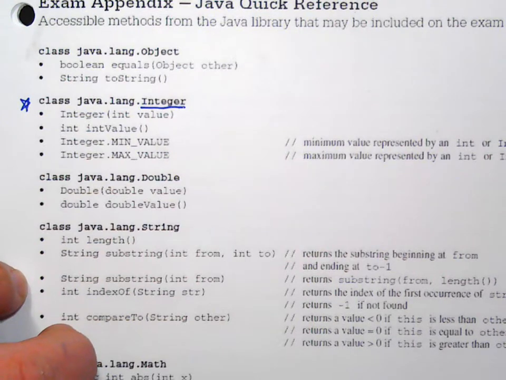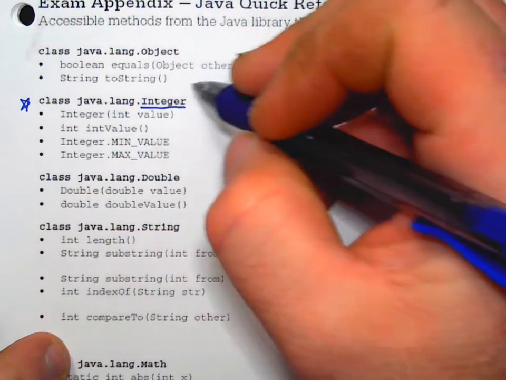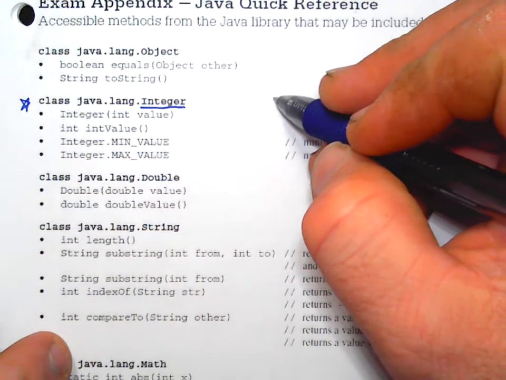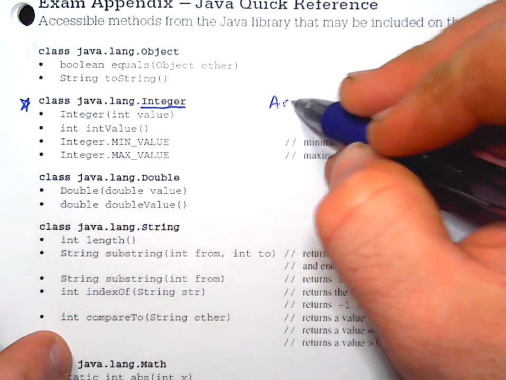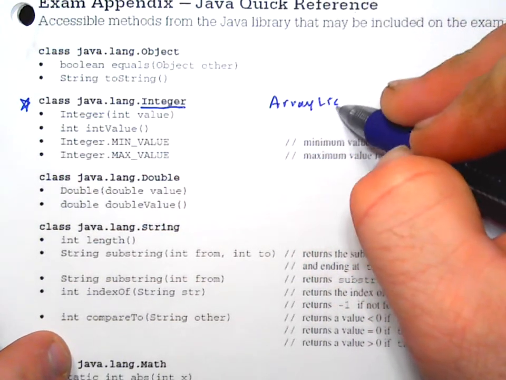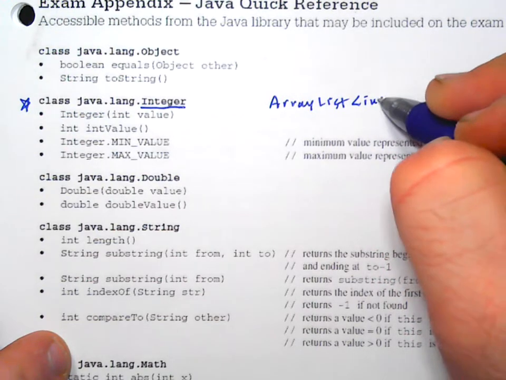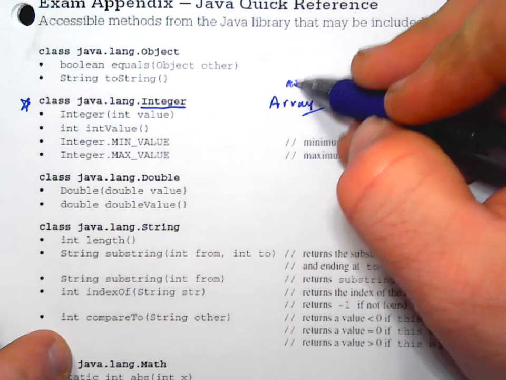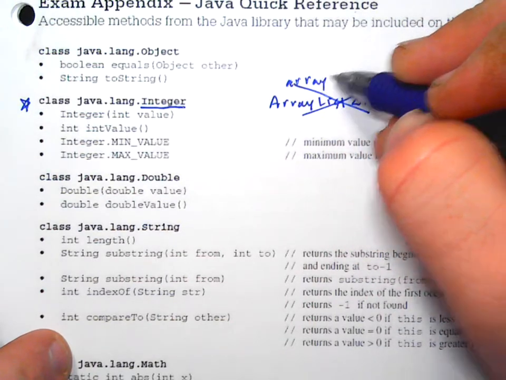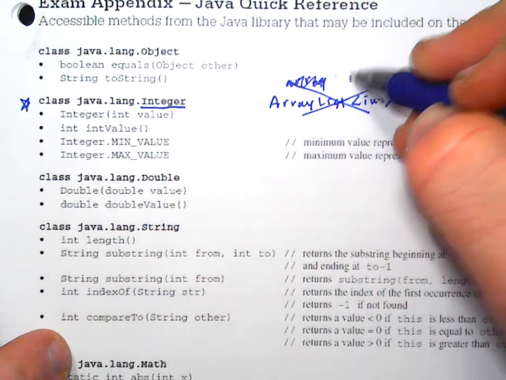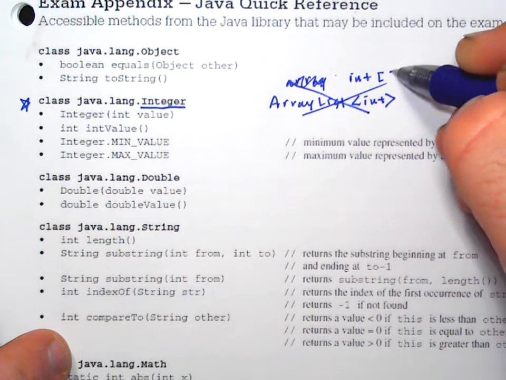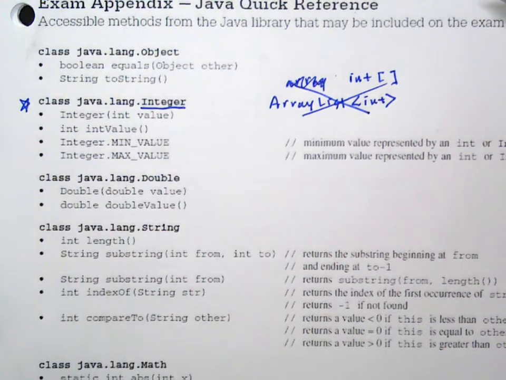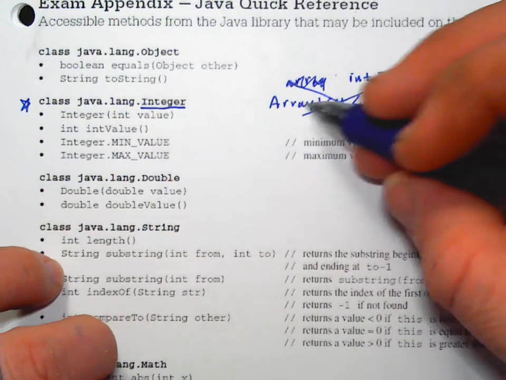One of the things that it's useful for is that we can't store primitives in an array list. So you cannot make an array list that holds ints. You cannot do that. Now, arrays can hold them, right? You can make an array by saying int like that. You could make an array of ints, but you cannot make an array list of ints.